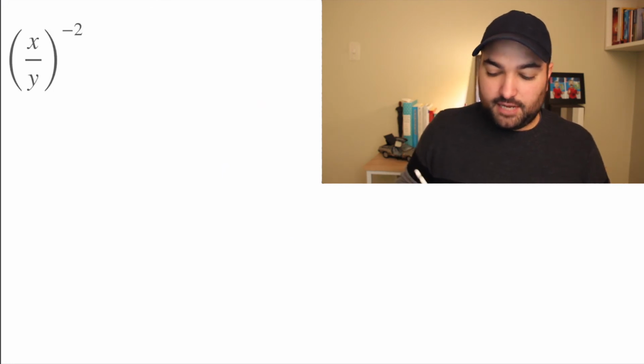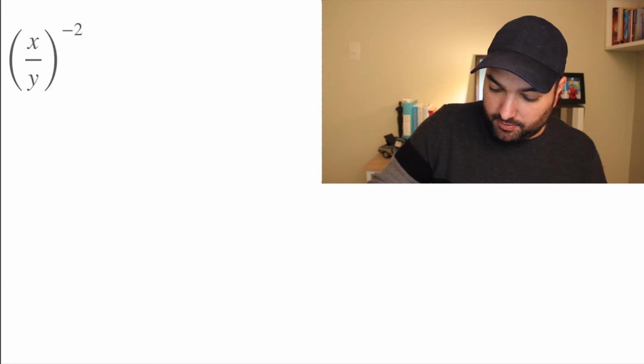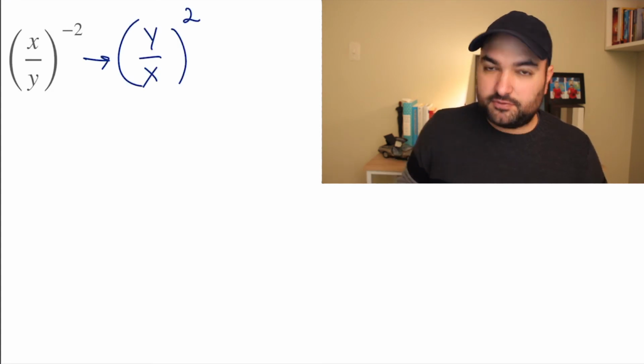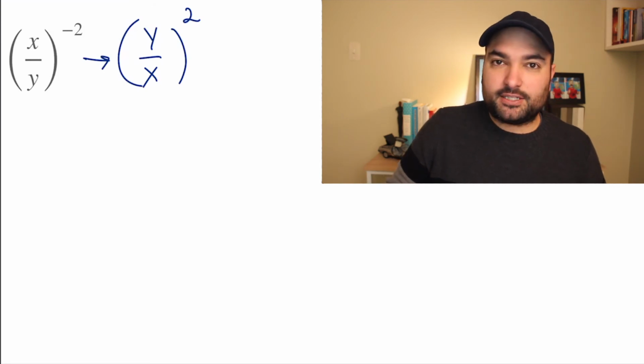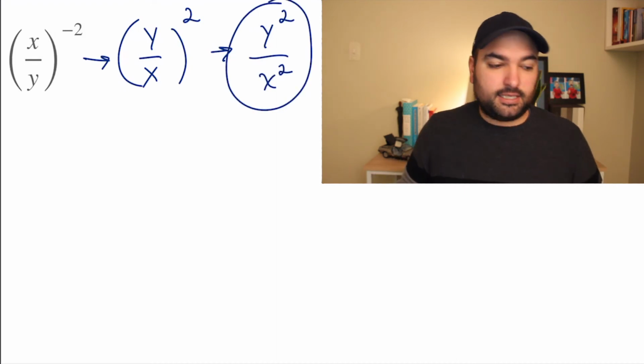Again, I have a fraction where the whole fraction is to a negative exponent, so we'll just flip it right over, y over x to the power of +2, and then we'll just apply that square to both terms. And so this will become y squared over x squared, and that's the answer.